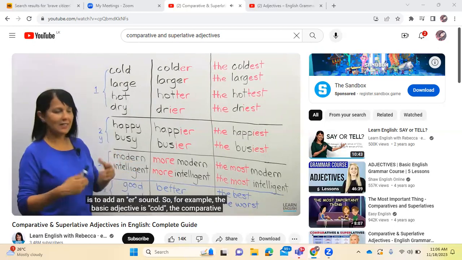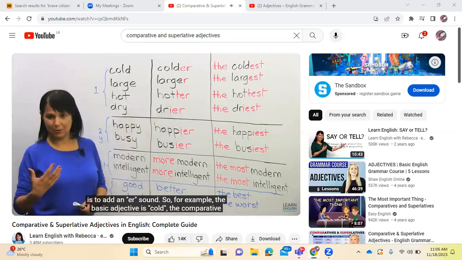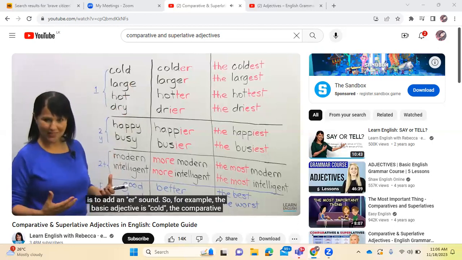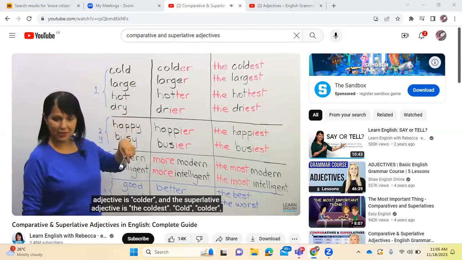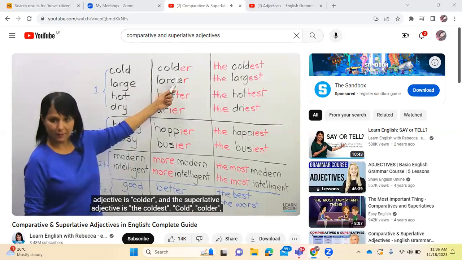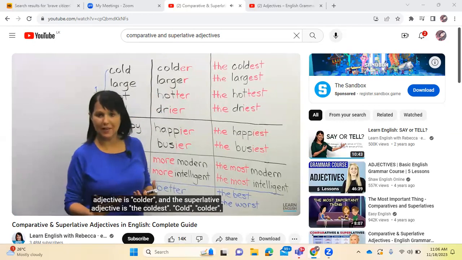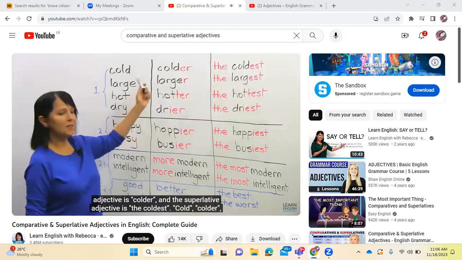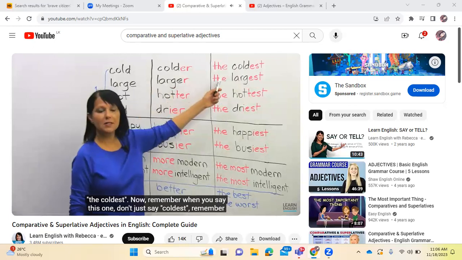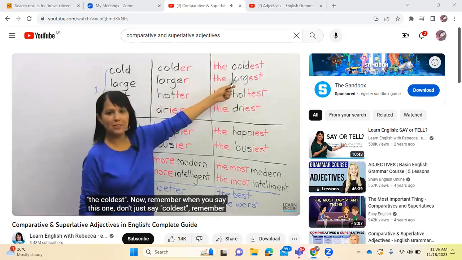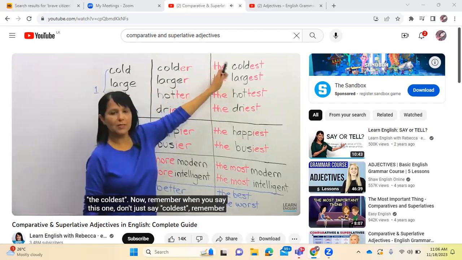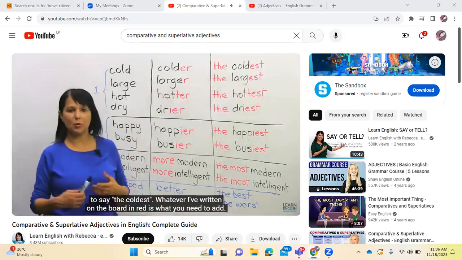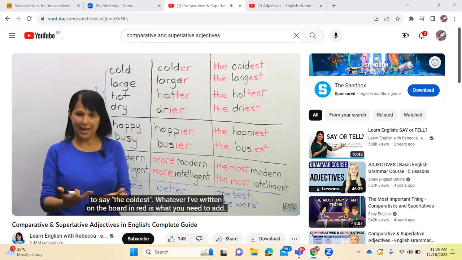add an ER sound. So for example, the basic adjective is cold. The comparative adjective is colder. And the superlative adjective is the coldest. Cold, colder, the coldest. Now remember when you say this one, don't just say coldest, remember to say the coldest. Whatever I've written on the board in red is what you need to add.